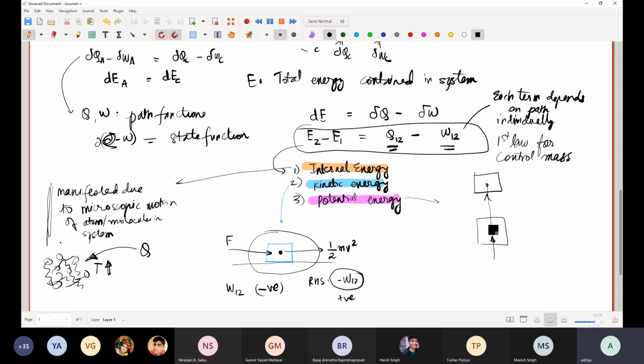So the mass is lifted and essentially you have an increase in potential energy. So when you were doing work on the system, once again the minus W12 quantity will be positive, and therefore you have increased the energy of the system. Is that fine? Any doubt so far? Yes, sir.